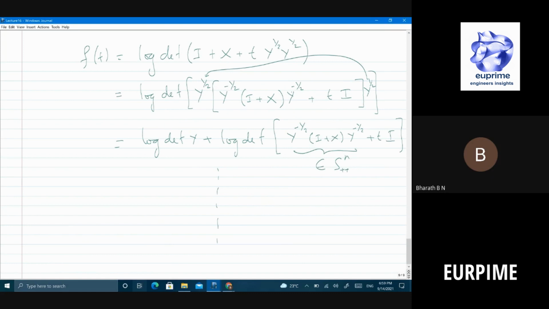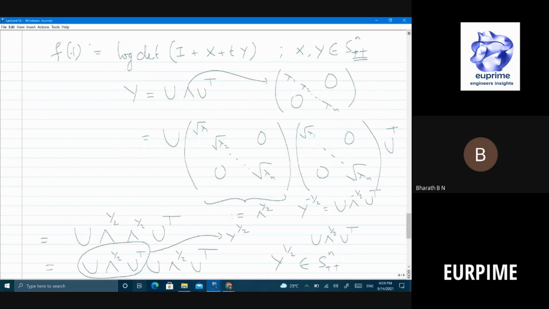Maybe instead of writing t here, you might have to push t here. I don't know. But I don't think so. Not required. This is correct.